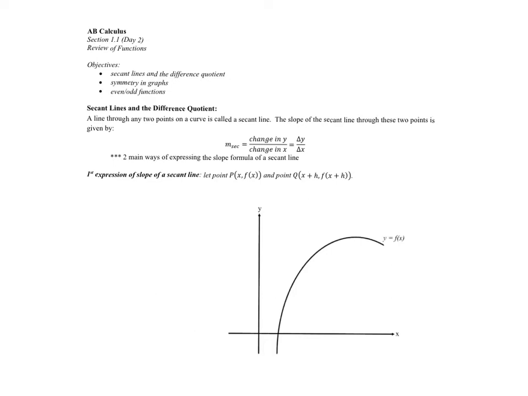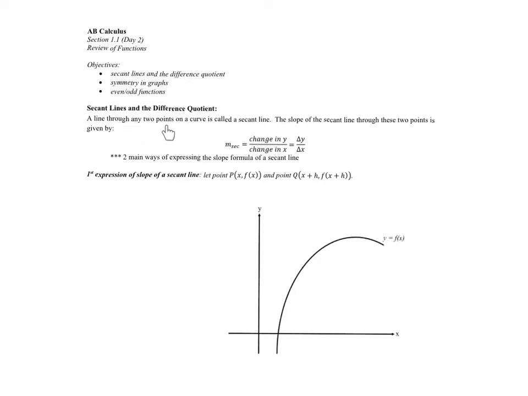This is AB Calculus, section 1.1, day number 2, review of functions. Our objectives for today are to look at secant lines and the difference quotient, and symmetry in graphs, which applies directly to this idea of even and odd functions. So, secant lines and the difference quotient.